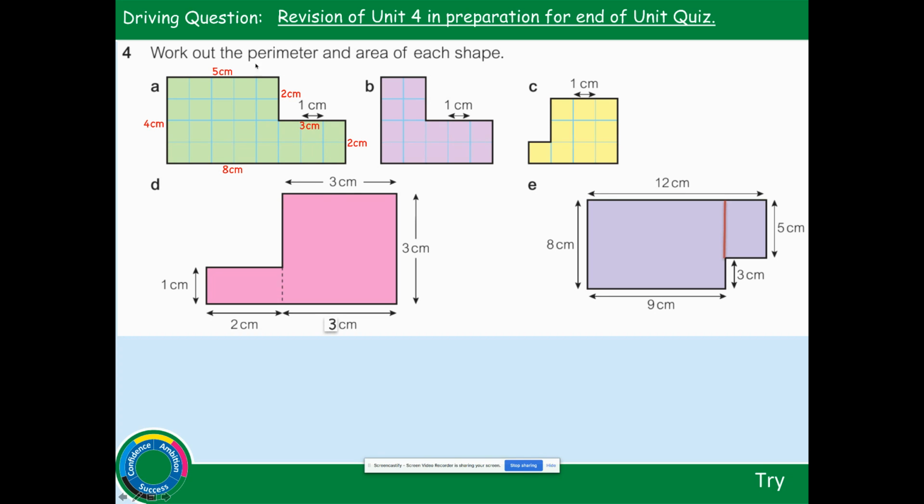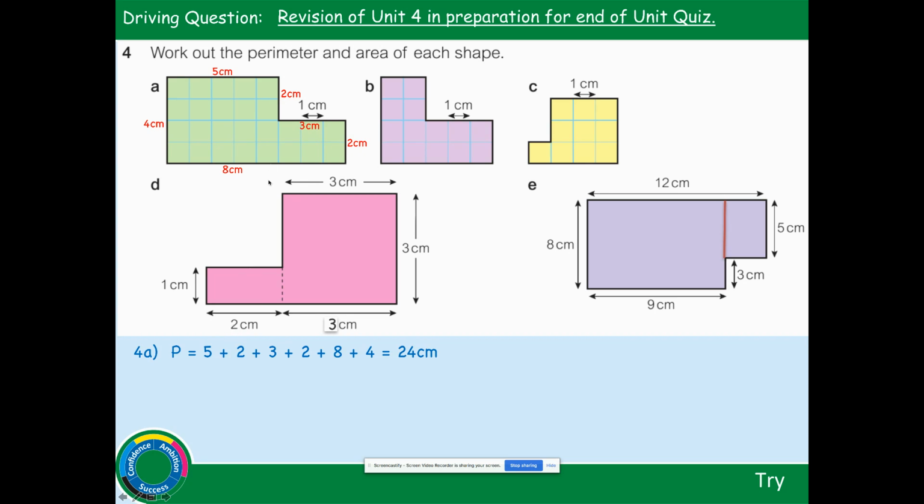So if I need to find the perimeter, I need to add all these sides together. So I've got 5, add 2, add 3, add 2, add 8, add 4 equals 24. How many numbers have I added? 1, 2, 3, 4, 5, 6 numbers. I'm just going to check I've got 6 sides. 1, 2, 3, 4, 5, 6 sides, 6 numbers. I should be okay with that.